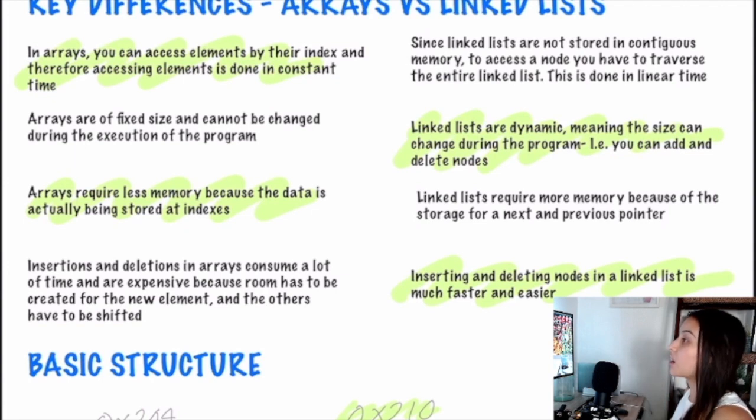Okay, and in the context of C++, arrays are of fixed size and cannot be changed during the execution of the program. So they're not dynamic. It means that once you set the size, that's the size, and whether or not you use it all, that's a different story, but you're never going to be able to change it during execution. And linked lists, on the other hand, are dynamic. You can add nodes, remove nodes during the program. Insertions and deletions in arrays consume a lot of time, and it's really expensive because you have to get rid of one, shift all the other ones over to add one. So that's not great.